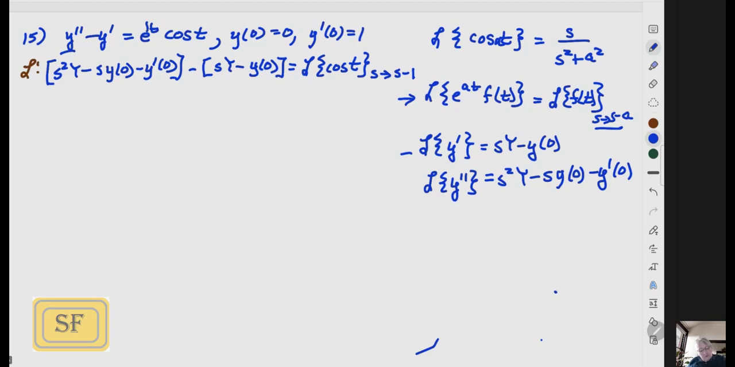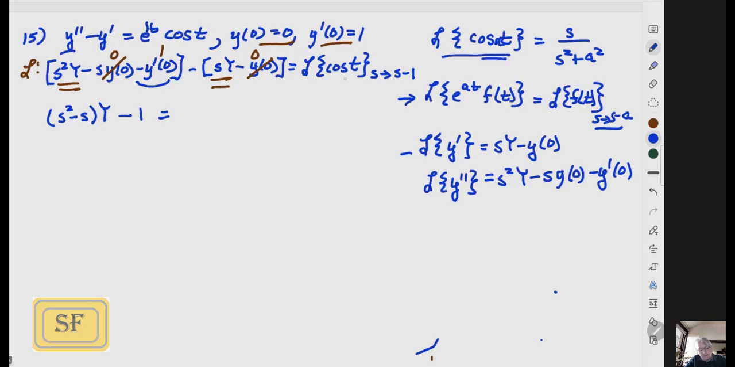Okay, so let's see what we know. We know y of 0 is 0. That's going to cancel this term out. That's going to cancel this term out. Y prime of 0 is 1, so I have a 1 there. Notice that my y terms on the left side of the equation, I have 2. And so I'm going to combine those y terms together, s squared minus s times y. And I also have this minus 1. Everything else cancels.